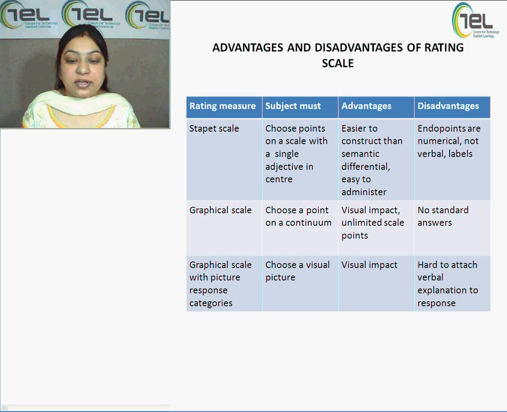Another method is the graphical scale, where we choose points on a continuum. The visual impact and the unlimited scale points have a very good impact on the respondent, and he can respond very easily. But there is no standard answer for the graphical scale. Now, for the graphical scale with picture response categories, we choose a visual picture. The visual impact again creates a very good impression, but it is hard to attach a verbal explanation to the response given by the respondent.